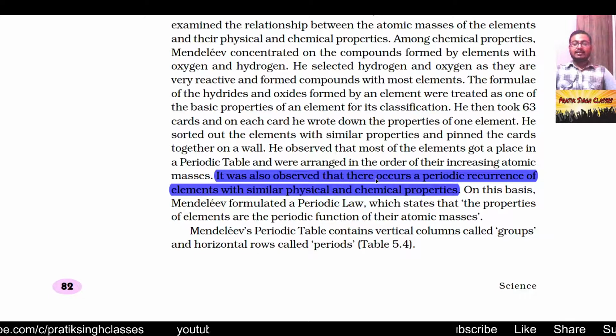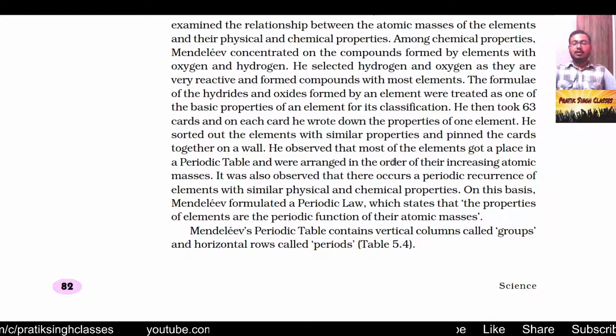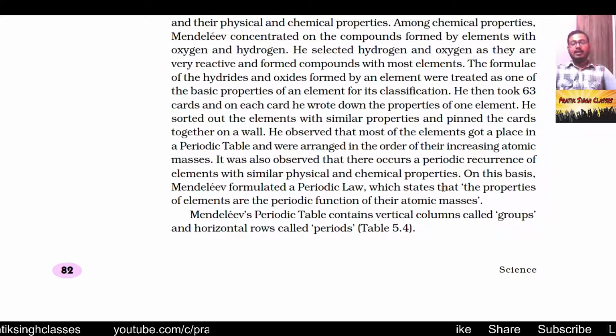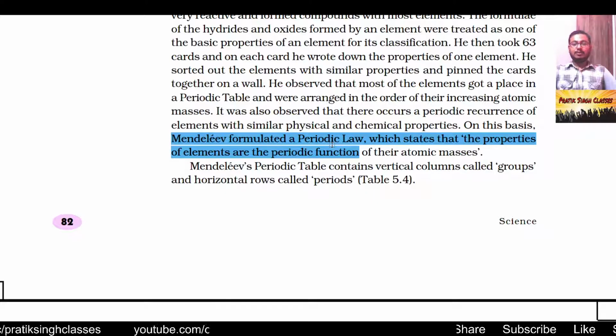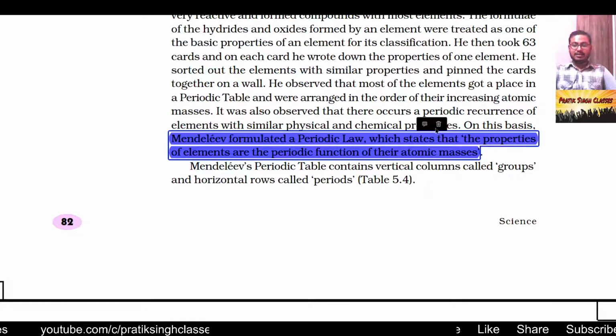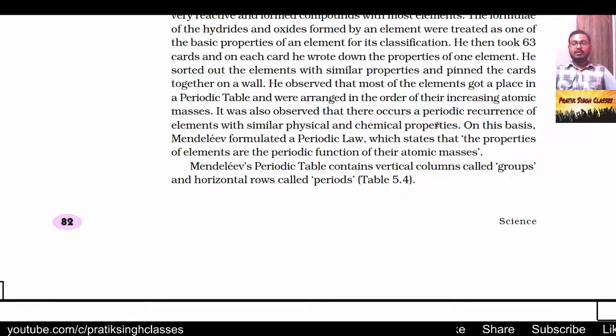Okay, so while arranging all the cards depending upon the physical and chemical properties, he found that there is some recurrence: when one element comes in the same place as another element, there is some resemblance in their properties. And on this basis Mendeleev formulated the periodic law, which states that the properties of elements are the periodic function of their atomic masses. So please remember this term. Mendeleev's periodic table is based on the idea that properties of elements are the periodic function of their atomic masses.